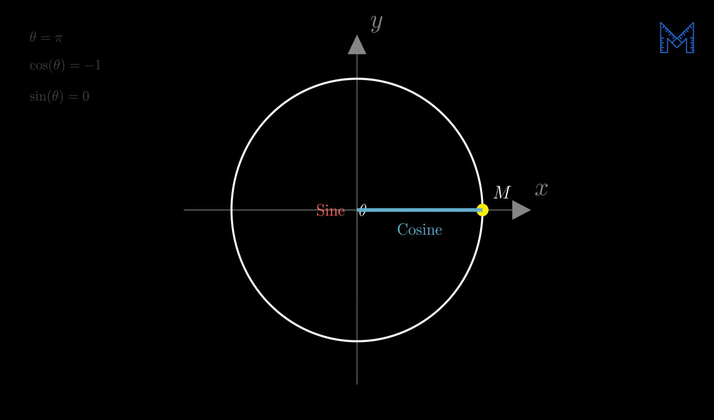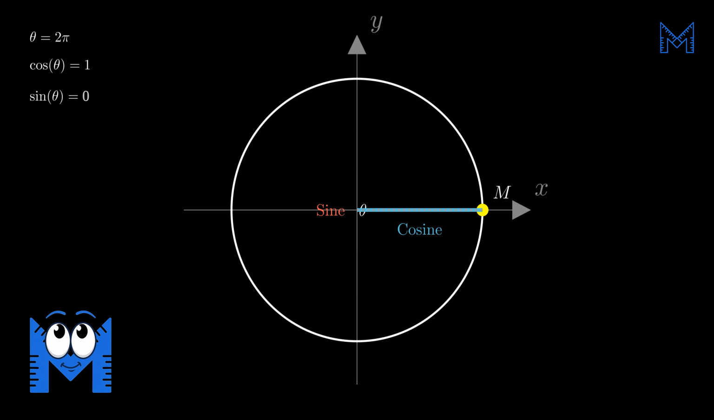Finally, after one complete rotation, theta is equal to 2 pi. We return to the starting point. The cosine of theta is equal to 1, and the sine of theta is equal to 0. Have you noticed something important here? Whether we take theta equal to 0 or theta equal to 2 pi, we obtain exactly the same values. The cosine of theta is equal to 1, and the sine of theta is equal to 0. In other words, the cosine of 2 pi is equal to the cosine of 0, and the sine of 2 pi is equal to the sine of 0.